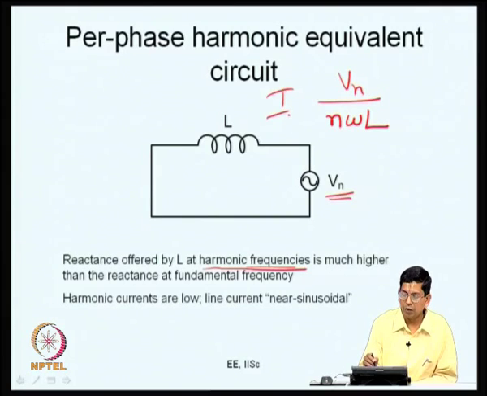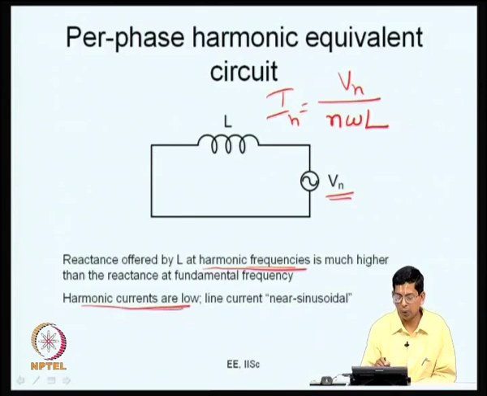If Vn is the RMS value of the harmonic voltage of a specific nth order harmonic, the corresponding nth harmonic current is here. You can see that as n is high, In is going to be very low. Therefore, this has a very good effect of filtering. The harmonic voltages get filtered and the harmonic currents will be quite low and the line current will be near sinusoidal. That is how we achieve our objectives.